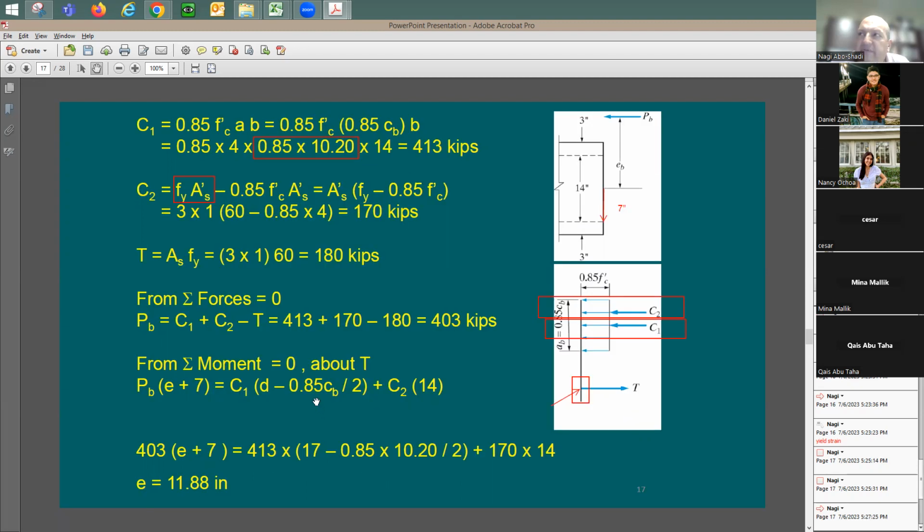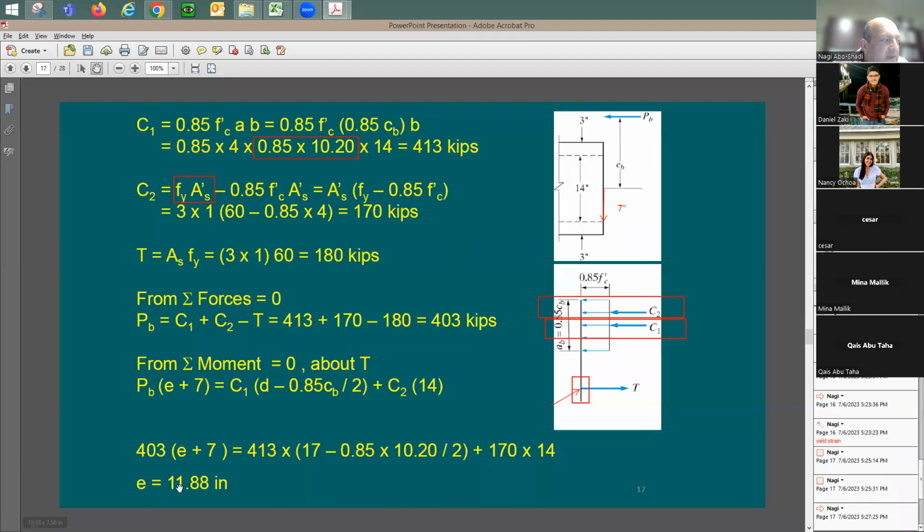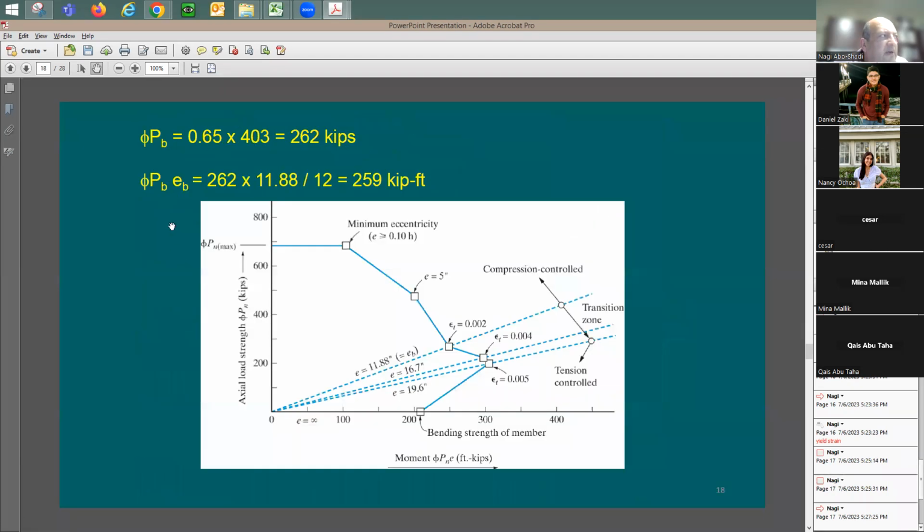So now I can apply the phi factor. If you take this number here, multiply by the phi factor of 0.65, you get phi PN. If you take this number here, multiply by the eccentricity, here's eccentricity, you get phi MN. Phi MN is going to be the same as this. So let me write this down. I'm going to say this is going to be the same as, you can call it here, phi MN.